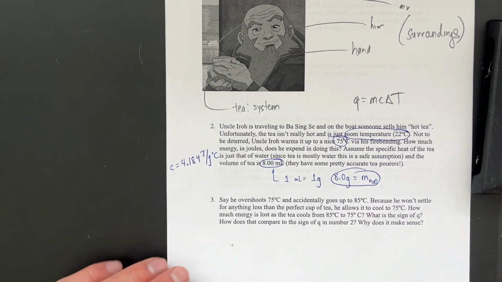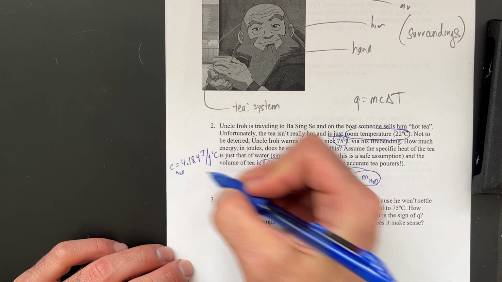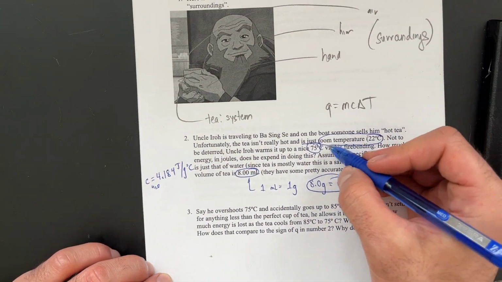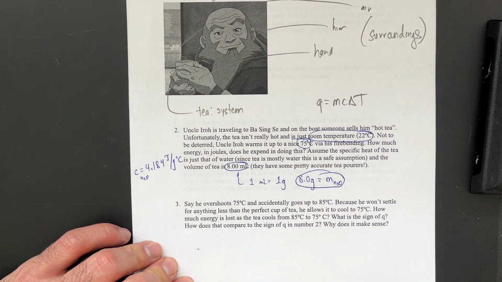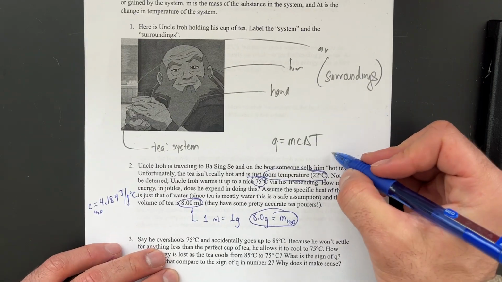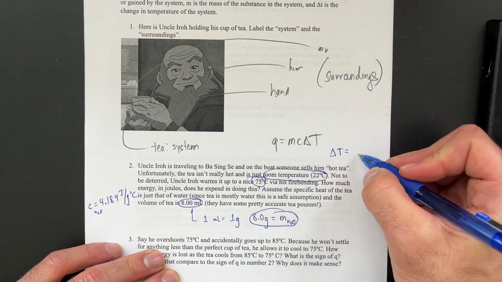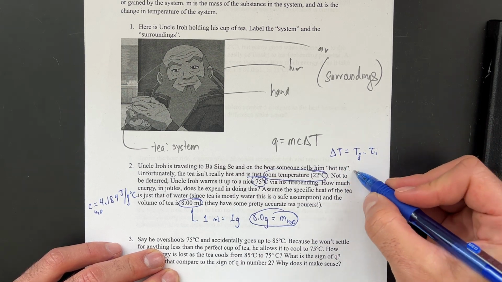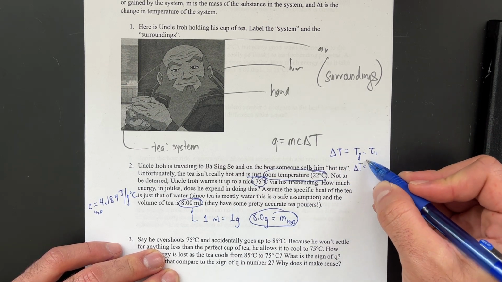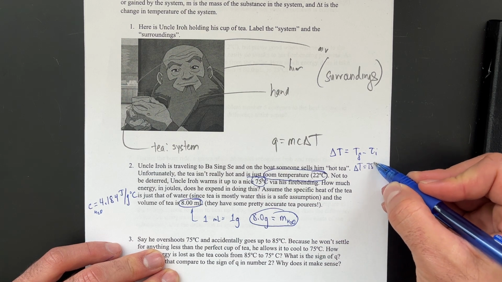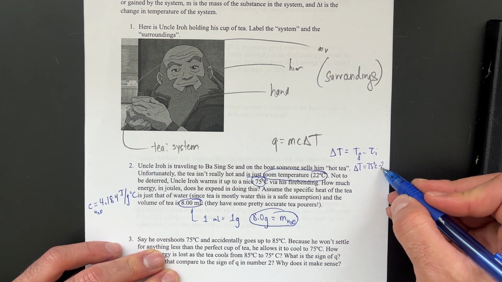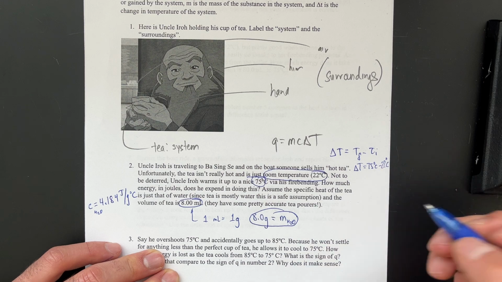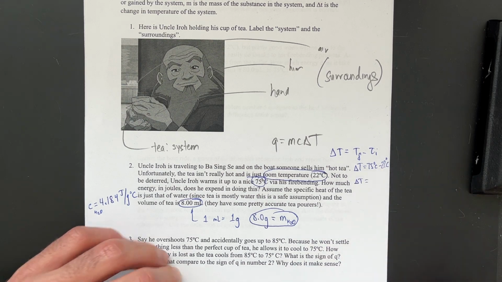All right, so now we have all these things. We have the specific heat capacity of water, we have the mass of water, and here we don't have delta T. What you can do is use the equation for delta T. Remember, delta T is equal to T final minus T initial, and so delta T is equal to the temperature final, which gets to 75 degrees Celsius, minus the initial, what it was when they sold it to him, which is 22.